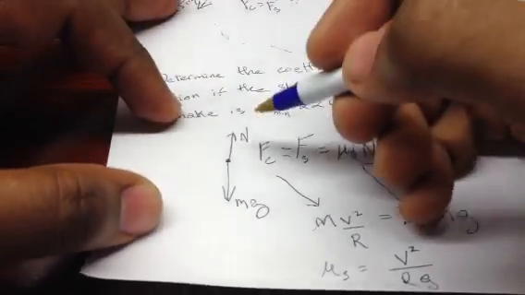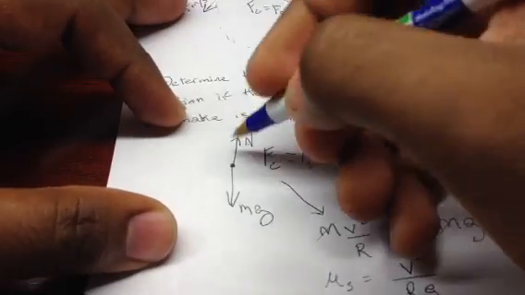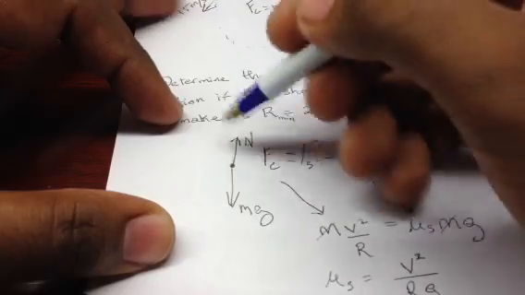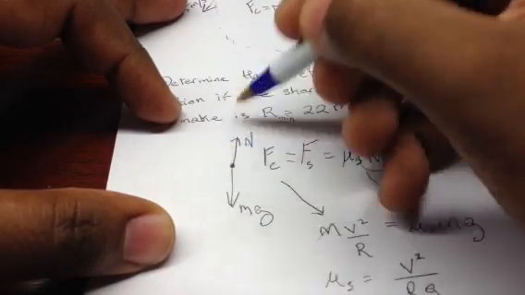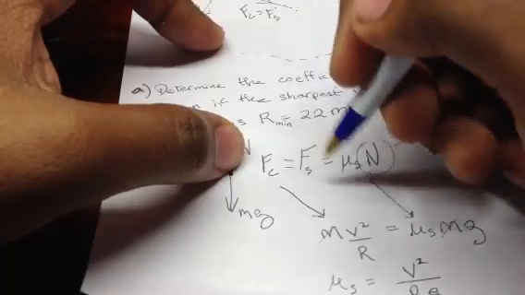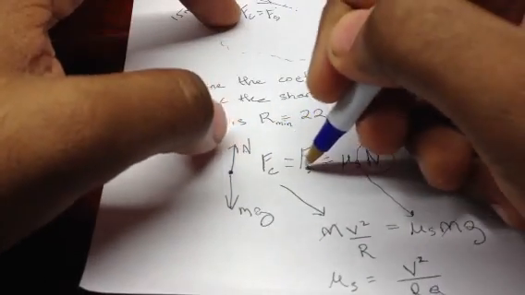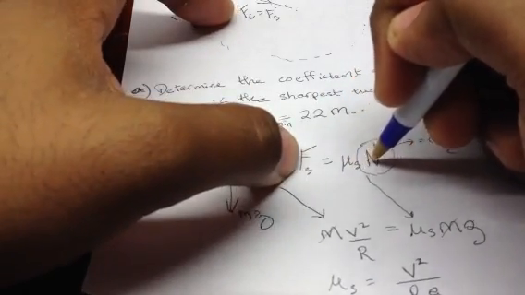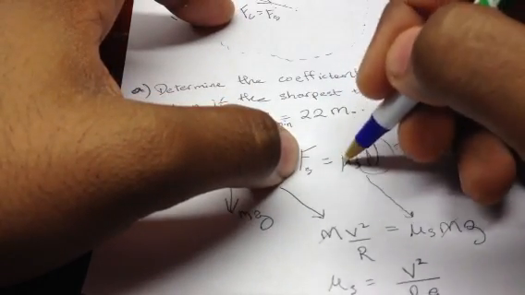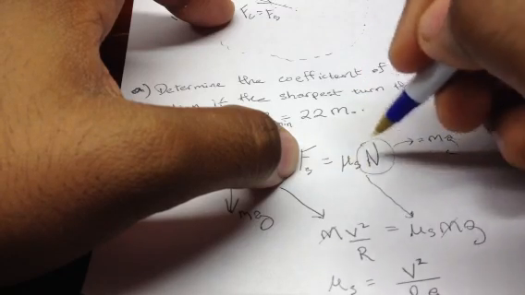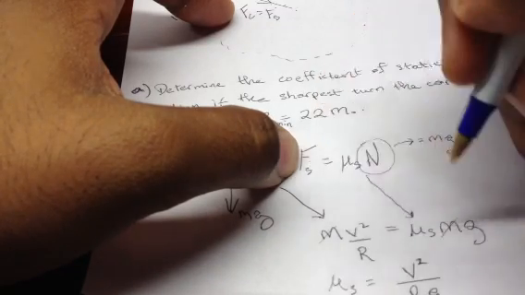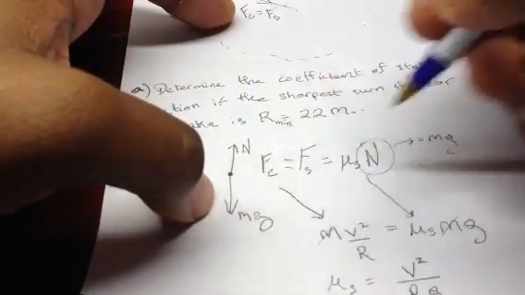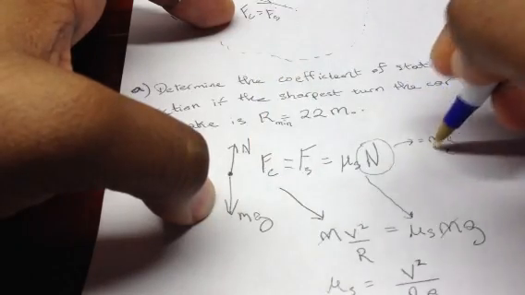Alright, so we draw a free body diagram and we see that the normal force going up is going to be equal to mg, because there's no other forces acting here in the y direction. Okay, our centripetal force, as we previously determined, is equal to our static friction. Static friction, what we remember from our formulas, is that the coefficient of static friction times the normal force will give you static friction. Normal force, as we determined from our free body diagram, equals mg.